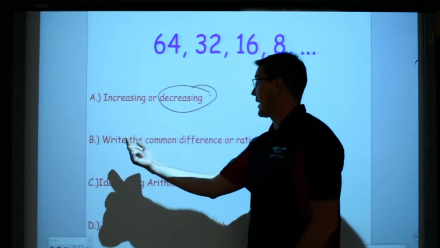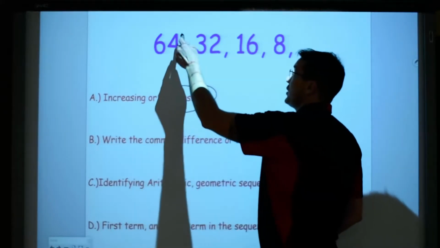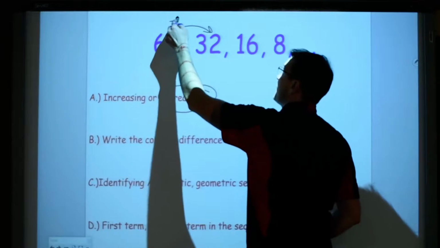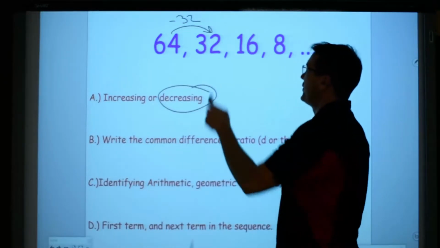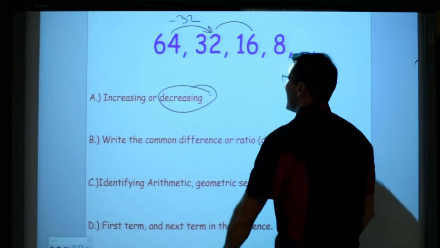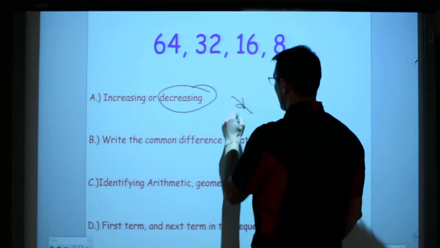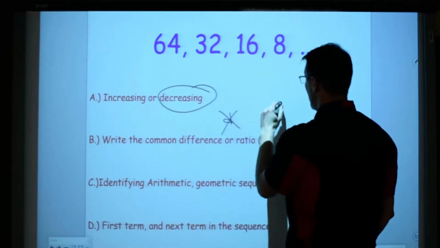So I look and say, let's find out. If I'm going from 64 to 32, I could subtract 32 to get there, right? But 32 minus 32 would be 0. Is that 0? That is not 0, so that's not going to work. So I know that it's not a difference. That's gone. So the only thing left to do is, is it a ratio?